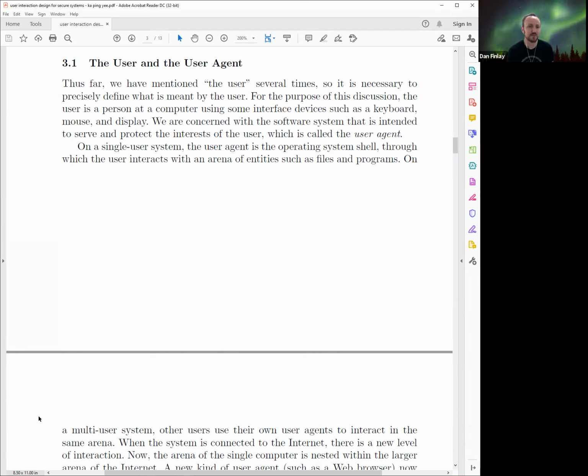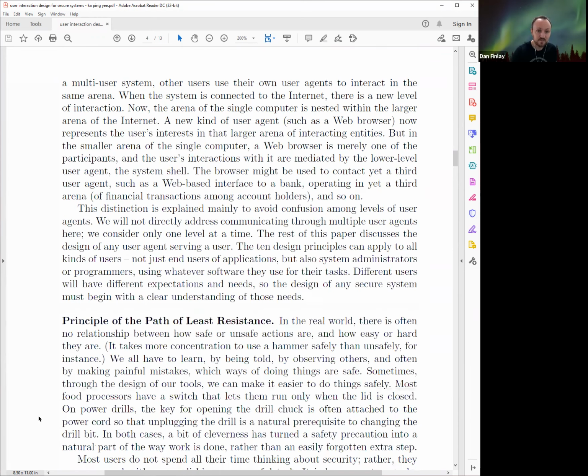First, we're going to get into some terms. The user and the user agent. Thus far, we've mentioned the user several times, so it's necessary to precisely define what is meant by the user. For the purpose of this discussion, the user is a person at a computer using some interface devices such as a keyboard, mouse, and display. We're concerned with the software system that is intended to serve and protect the interests of the user, which is called the user agent. On a single-user system, the user agent is the operating system shell, through which the user interacts with an arena of entities such as files and programs. On a multi-user system, other users use their own user agents to interact in the same arena.